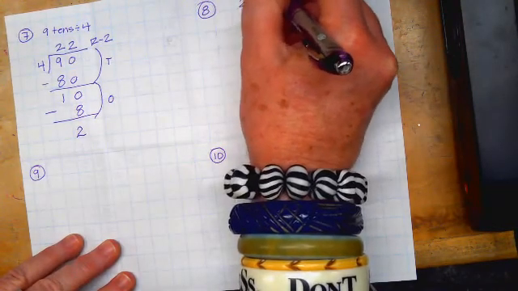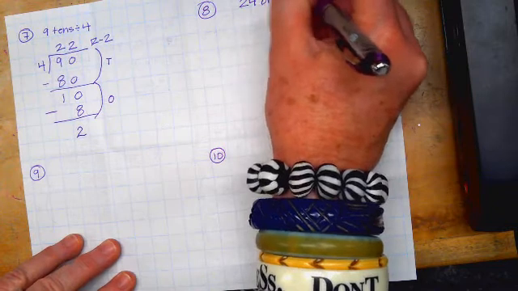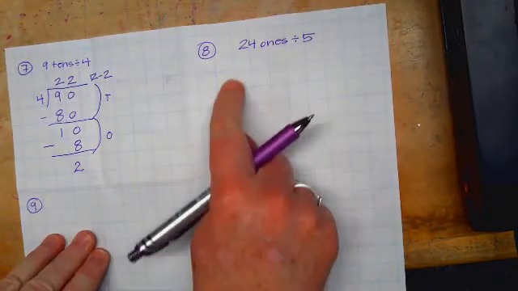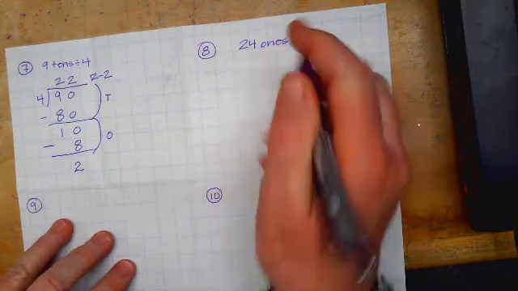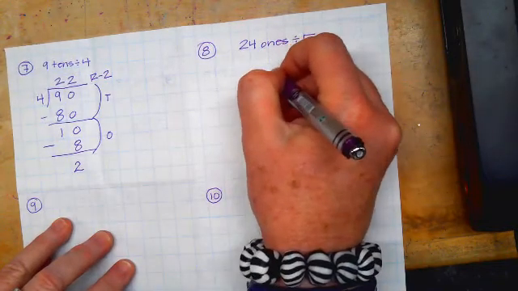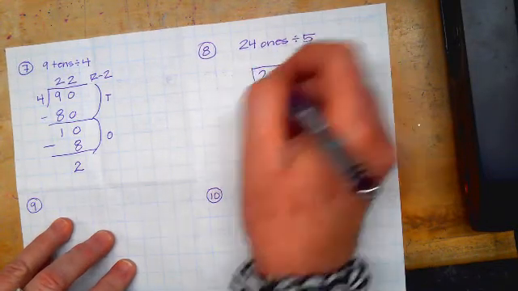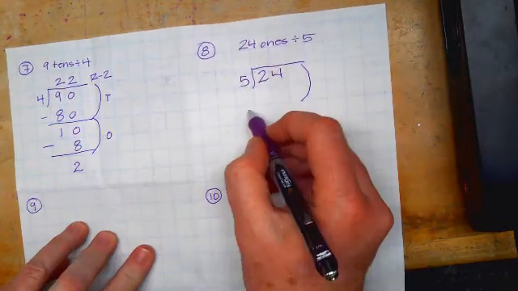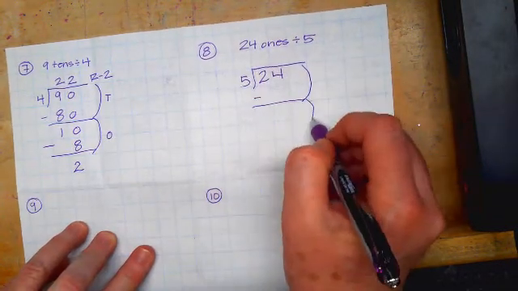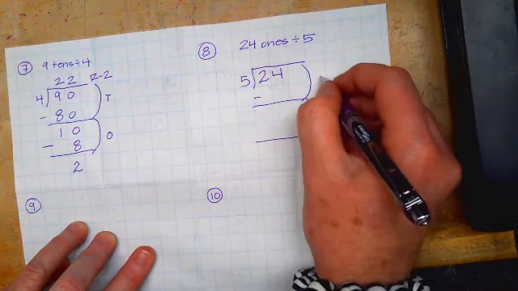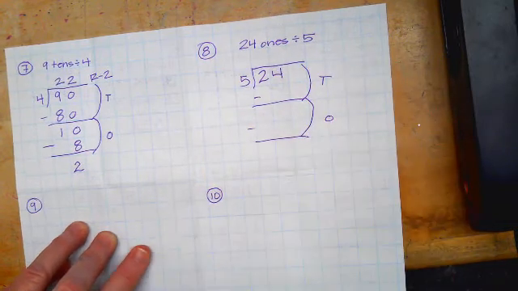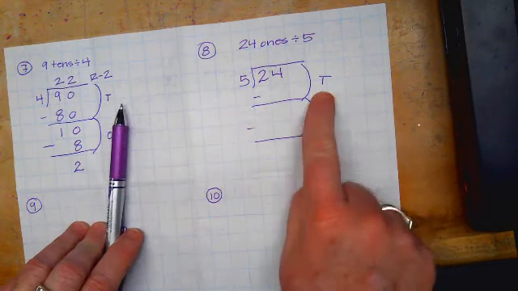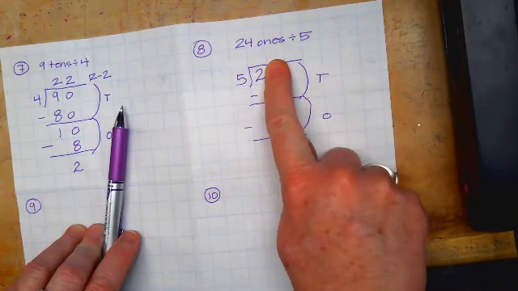Let's look at number 8. Number 8 says 24 ones divided by 5. Sorry about that. So if I have 24 ones, that just looks like this. 24, and I'm dividing by 5, right? Now I'm going to have this, and I'm going to have this. This is going to be tens and ones.